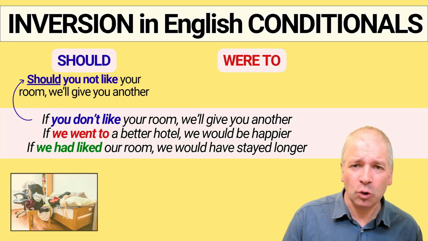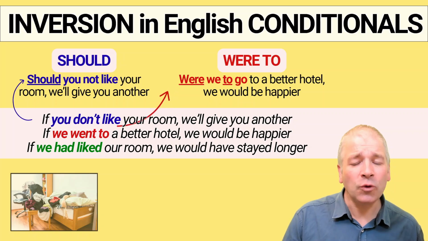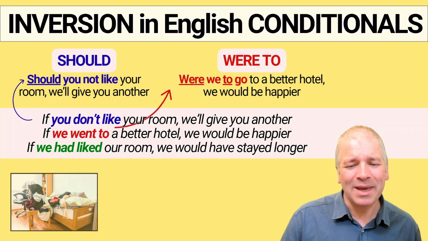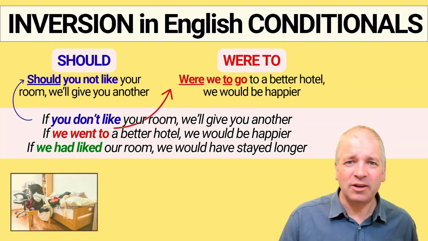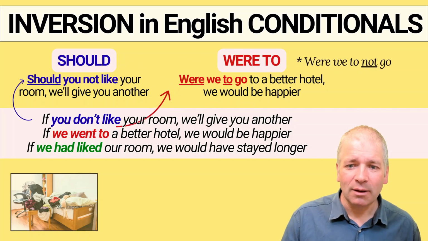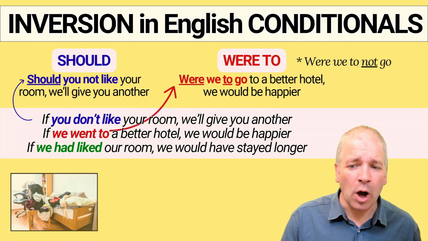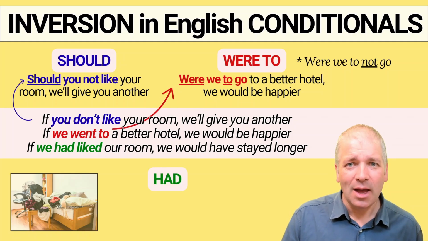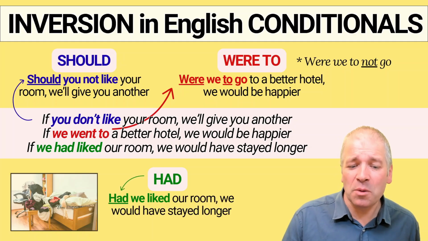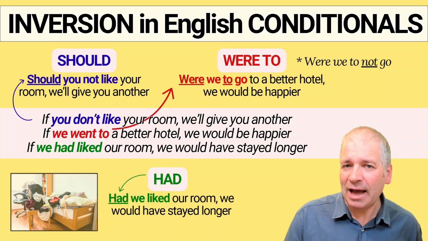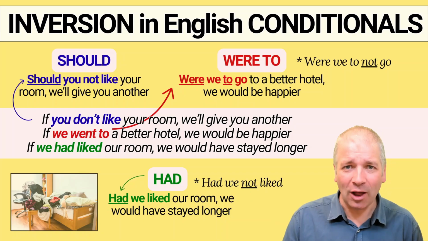With the second conditional, we can use were to. Were we to go to a better hotel, we would be happier. It means the same, but were and the subject have been inverted. If you want to make it negative, add not after to. Were we to not go? And for the third conditional, you can use had. Had we liked our room, we would have stayed longer. So had comes before the subject. And to make this negative, had we not liked.